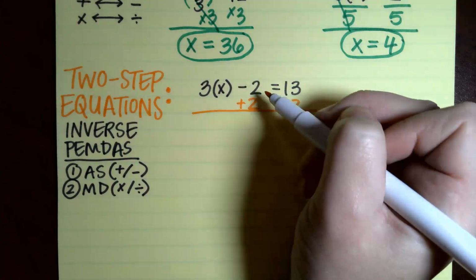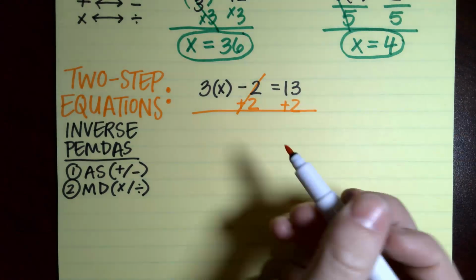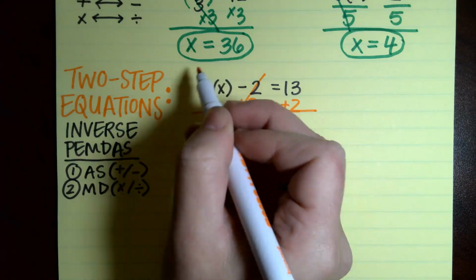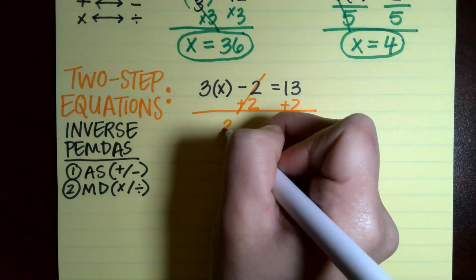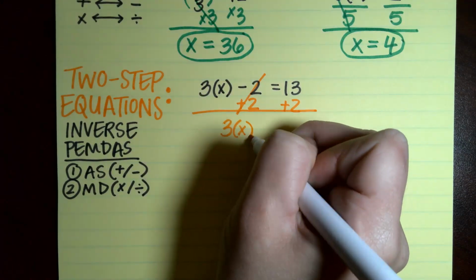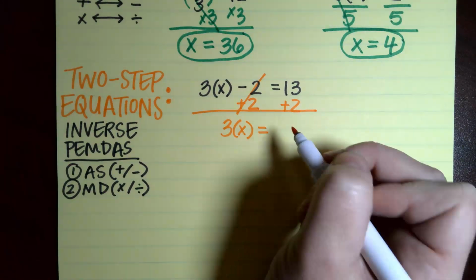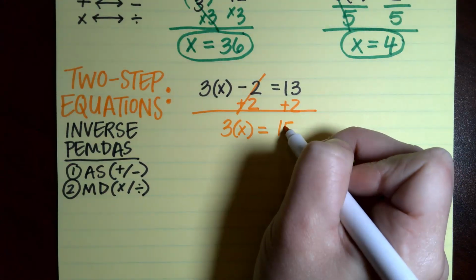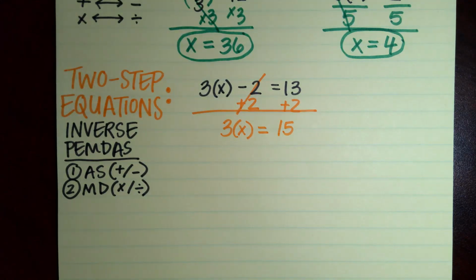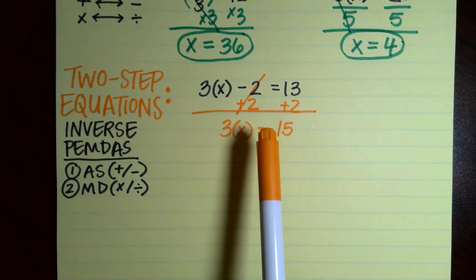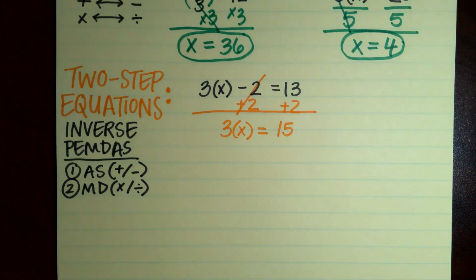All right. My 2's are going to cancel. And I'm going to bring down what's left. I still have 3 times x, so I'm going to write below it 3 times x equals 13 plus 2, which is 15. Okay, now I have a whole new equation. 3 times x equals 15. What do I do now?